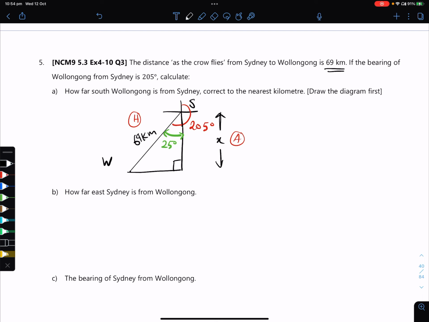Okay, we're going to use cosine ratio here. So cosine of 25 equals x over 69. Now, if you multiply 69 over, 69 cosine of 25 equals x. So if I type that in my calculator, 69 cosine 25, I will get x as roughly around 58 kilometers. Okay.